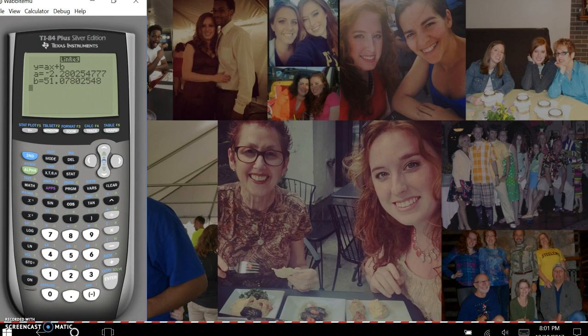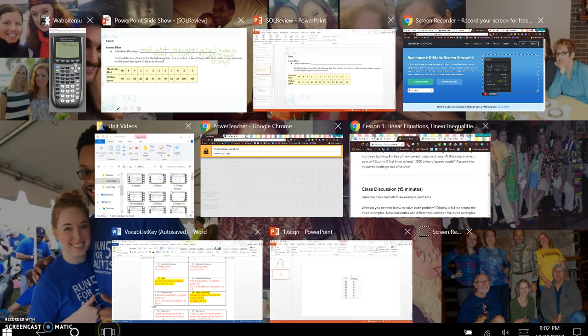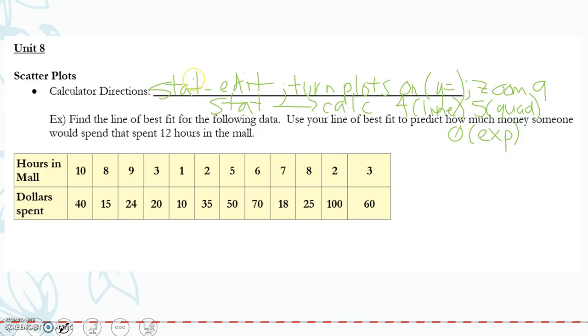Write it down. But for this case, I'm just going to plug it on in. It says, how much money would you spend for 12 hours? Hours is an X value because it's in the first row. So I would plug it in for the X. I've already done that right here. If you notice, it'll say 12 over here in parentheses where the X would be. And then hit enter. And I get 23.7. So that would be my answer.